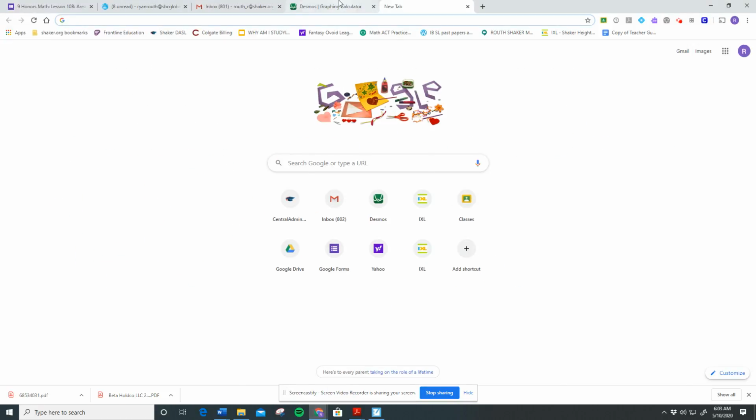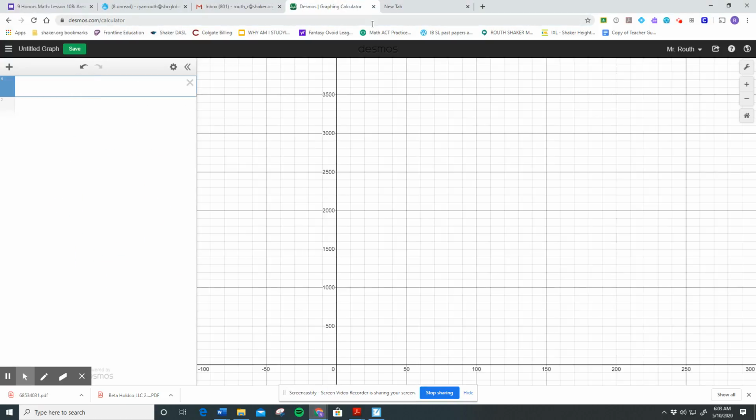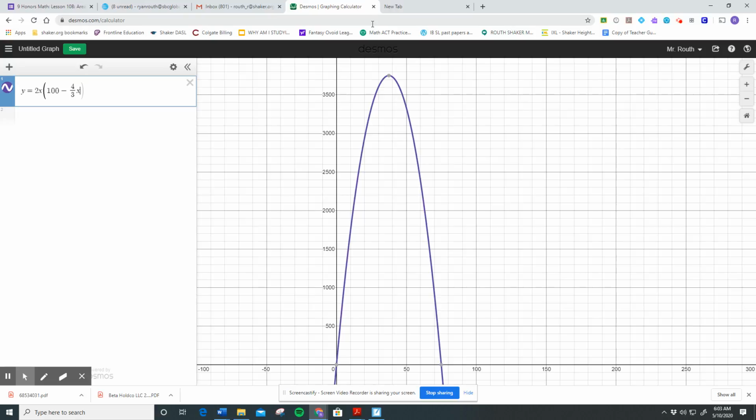So I go over to Desmos, and I type in y equals 2x, and then 100 minus 4/3 x. Now, I don't have to simplify this. I don't have to distribute through. I can go ahead and type it in with the parentheses in place. Now, I've already gone ahead and fixed the scale here, but you might need to play around with the scale to get a parabola that looks good like this. And what do I find? I find that my vertex is at 37.5 and then 3750.